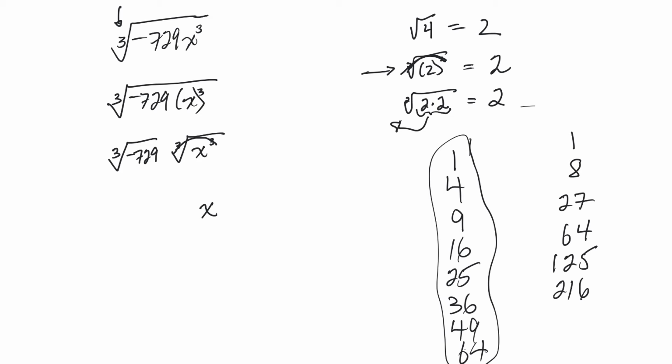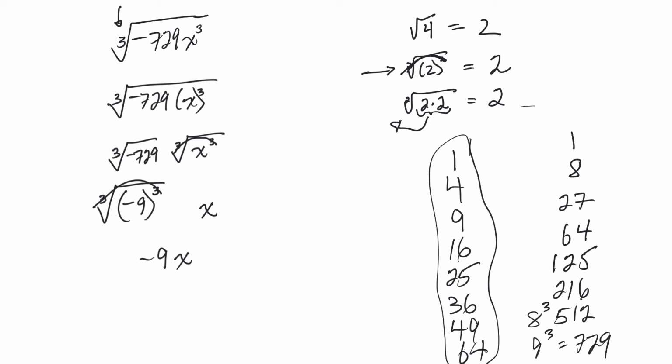7 cubed, I don't know. 8 cubed, is that 256? No. 8 cubed, 512, I think. And 9 cubed, I believe, is 729. And that's our number that we have here. So that's the same thing as the cube root of negative 9 cubed. So the cubes cancel out, so my answer will just be negative 9x.